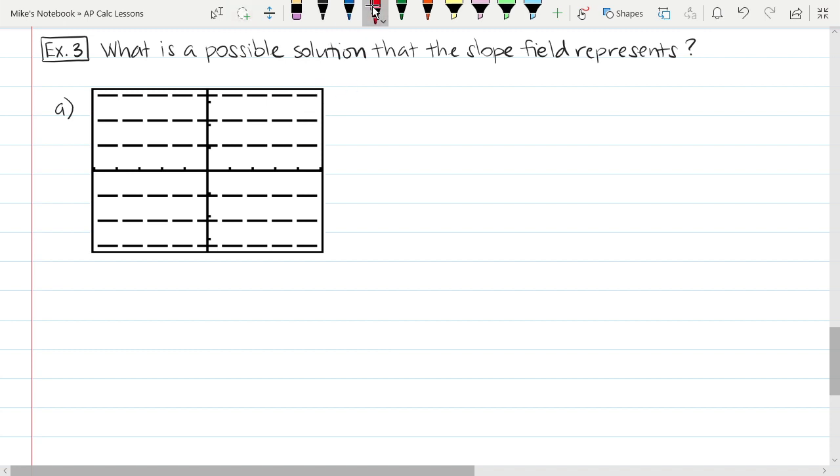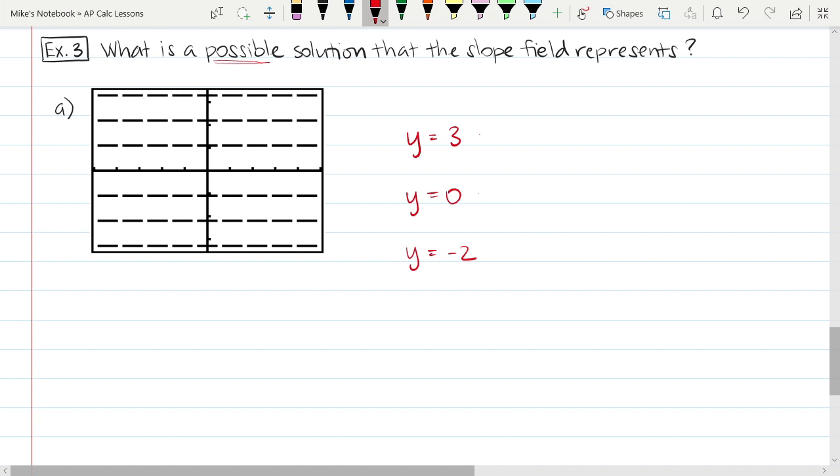So a possible solution might be something like y equals 3. Okay, now notice it says possible. So this is literally just asking what are all the possibilities. You're not going to have a question on your assignment or your test that's this open-ended. I'm just doing this for the sake of this example. So it could also be something like y equals 0, or maybe y equals -2. Okay, so all of these are implied by this slope field because all of these are functions that are horizontal lines. And this particular slope field is indicating solutions that are horizontal lines.